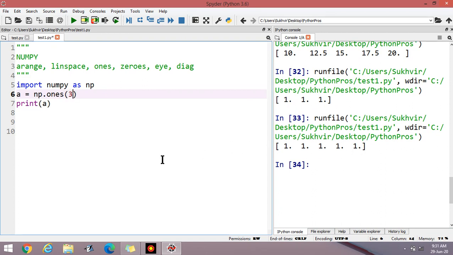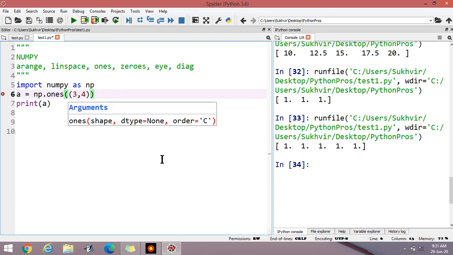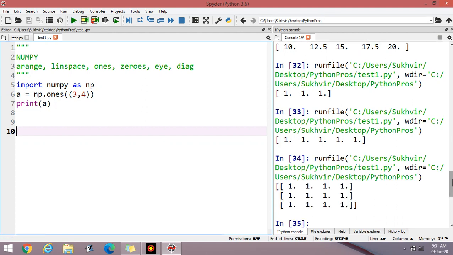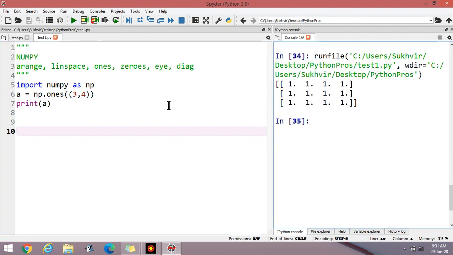If I am writing 3, 4 and place again inside one round bracket, then execute. Now check the output. Basically it's the order 3 into 4. These are 3 rows and 4 columns. I can develop a matrix comprised of only ones with the help of this extension.